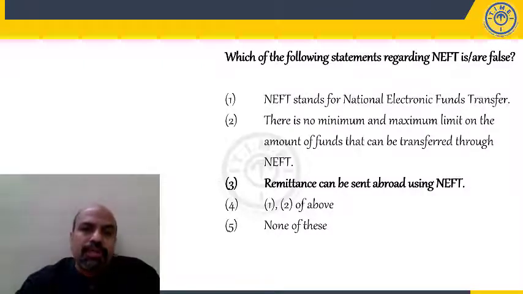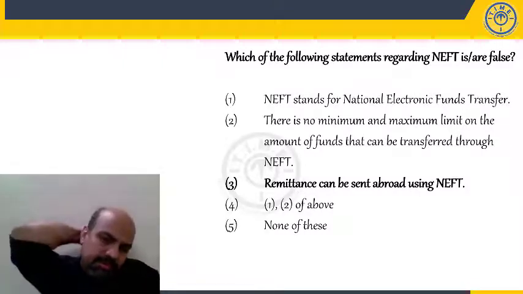Individuals, firms, typically sole proprietorships, and corporates can transfer money from one bank branch to any other bank account held by anyone else. Full stop.